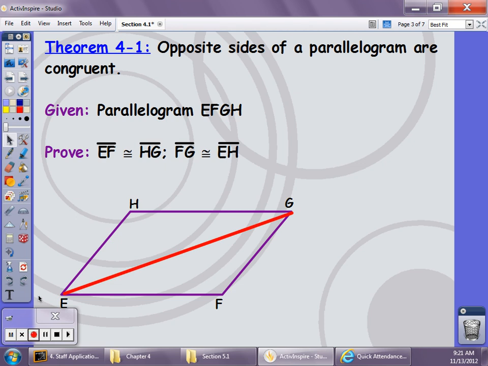What we know, based on the given information, is that if this figure is a parallelogram, opposite sides are parallel. So we can mark that HG is parallel to EF and that HE is parallel to GF. If we use EG as the transversal for sides HG and EF and sides HE and GF, we know that alternate interior angles are congruent. So we can mark our alternate interior angles.